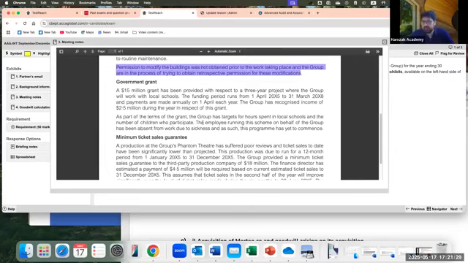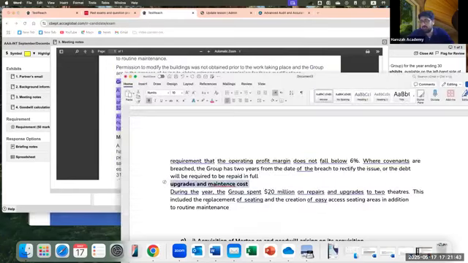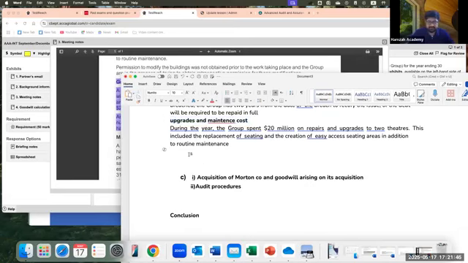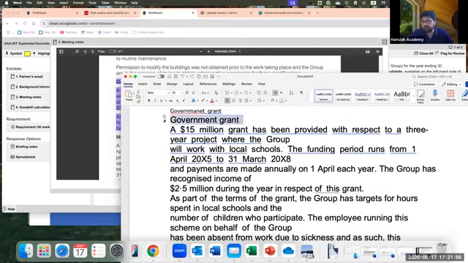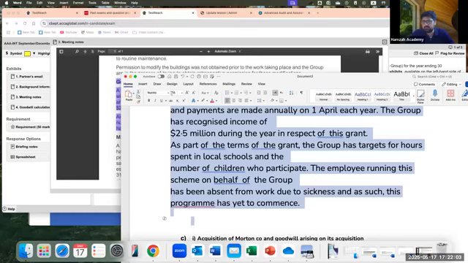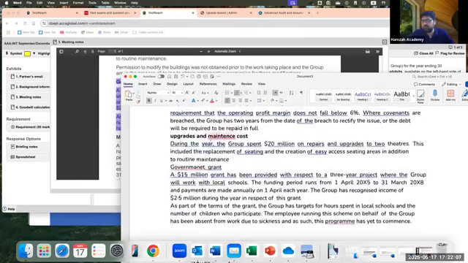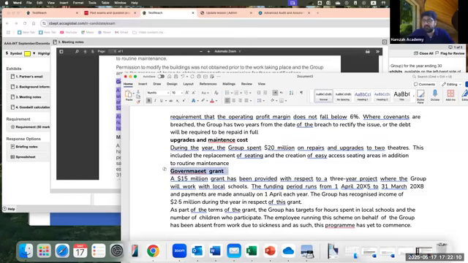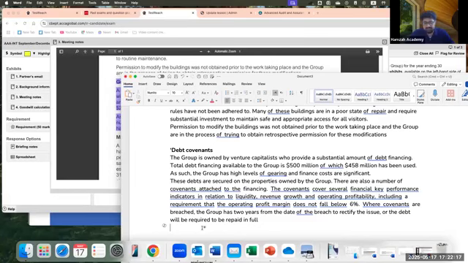Okay, now the employee running the school scheme on behalf of the group has been absent from work due to sickness, and now this is a business risk as well as a government grant issue. So we will copy it from here because it is a business risk as well, but the discussion will be from different angles.